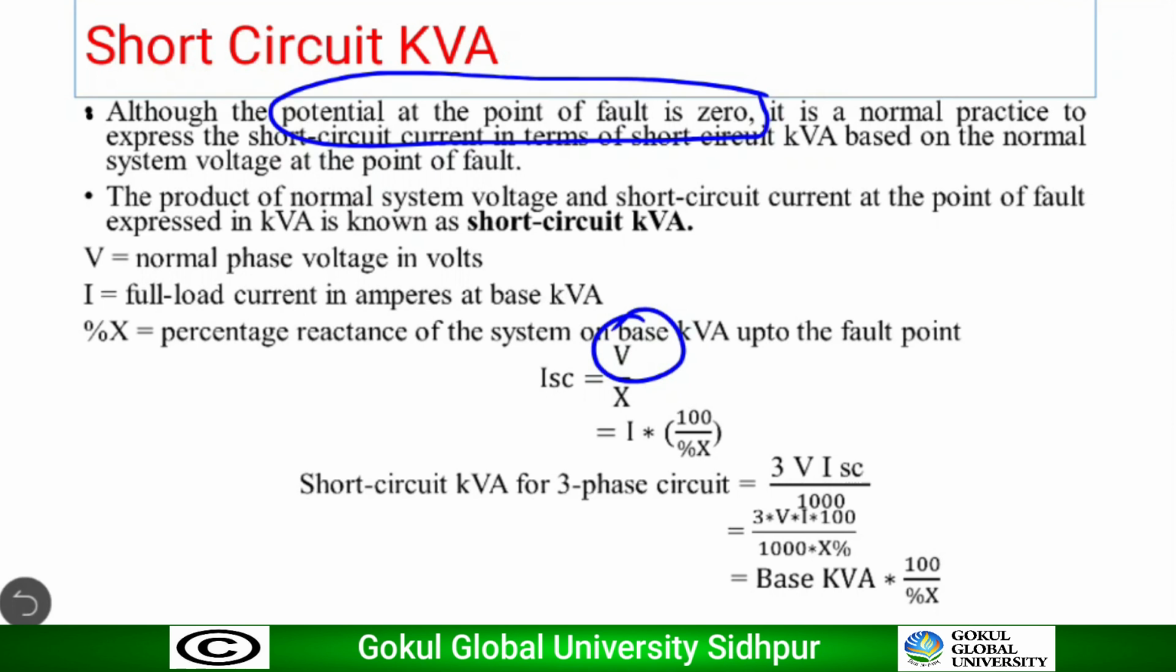Short circuit kVA for a 3 phase system is equal to 3 into V into I short circuit divided by 1000. Now put the value of I short circuit equal to I into 100 by percentage X. Now 3 VI by 1000 is called the base kVA, multiplied by 100 by percentage X. So from this equation we say that short circuit kVA for a three-phase circuit depends on the base kVA into 100 by percentage reactance X.